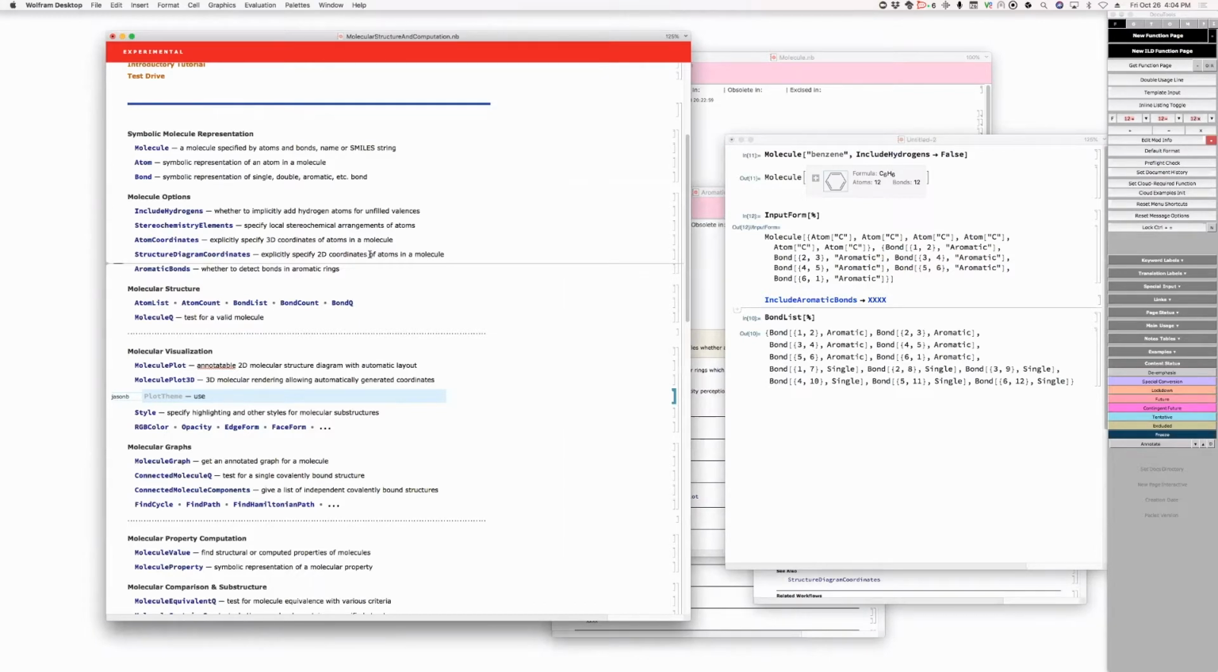Okay, so let's read through this. Whether to implicitly add hydrogen atoms for unfilled valences. Okay, so no, that's not right. Explicitly specify 3D coordinates of atoms in a molecule. Explicitly specify 2D coordinates to use in diagrams, because they're not real 2D coordinates, if you understand what I'm saying. Oh, absolutely. Yeah, because those are not really analogous. Right, so that's why atom coordinates will always return a quantity array. What do you mean by return a quantity array? What are you talking about, return?